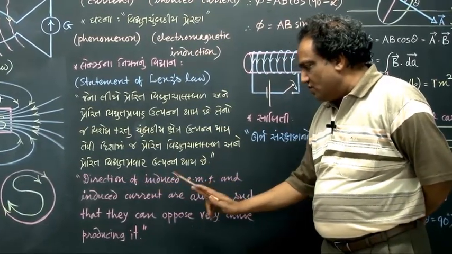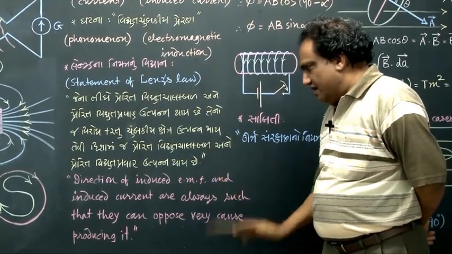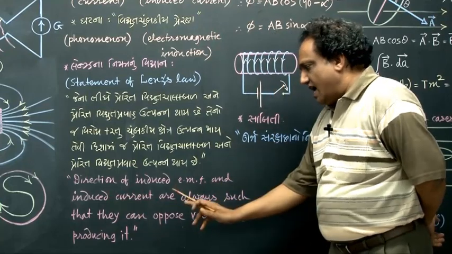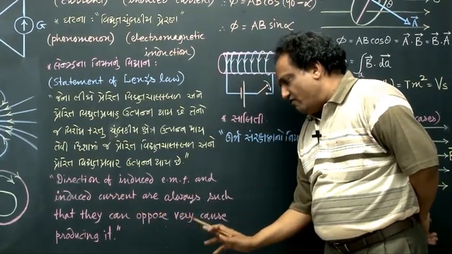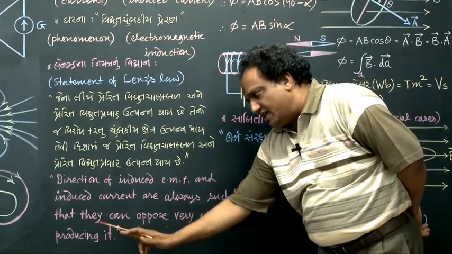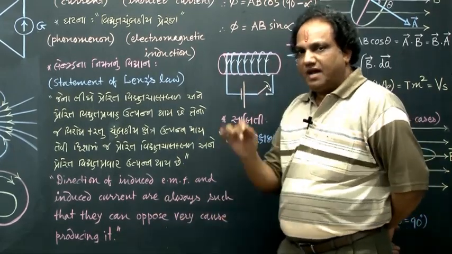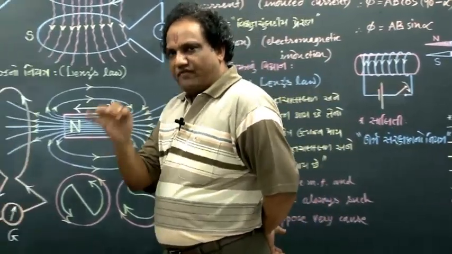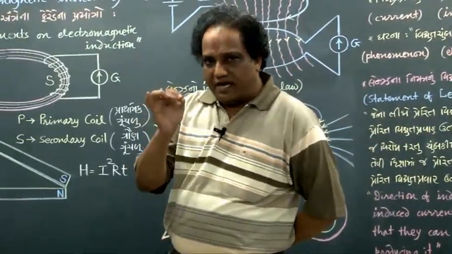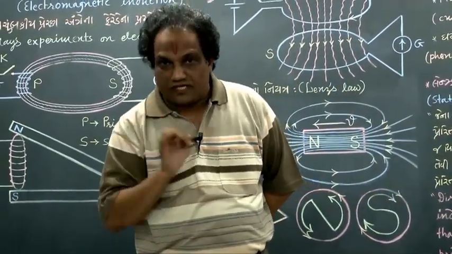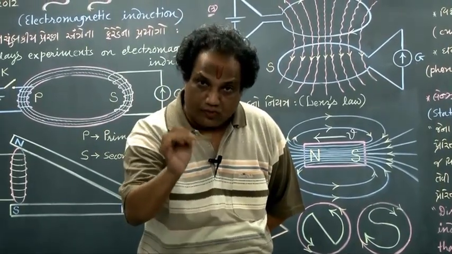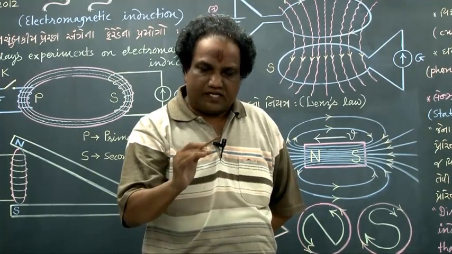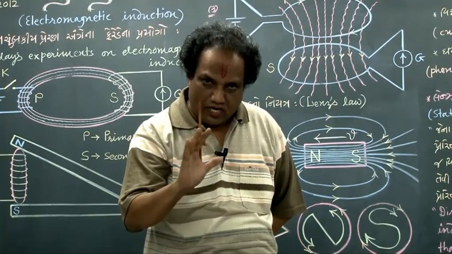Direction of induced EMF and induced current are always such that they oppose the very cause producing it. I repeat, direction of induced EMF and induced current are always such that they oppose the very cause producing it. Let us try to understand this whole statement slowly.